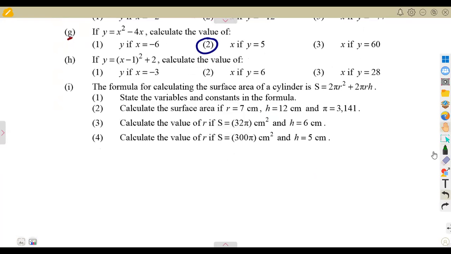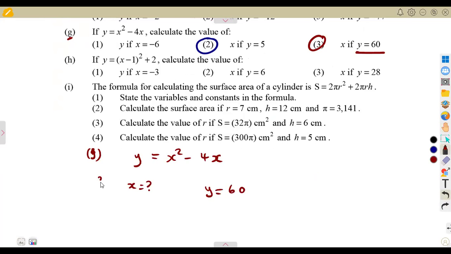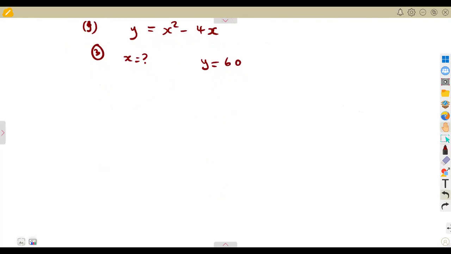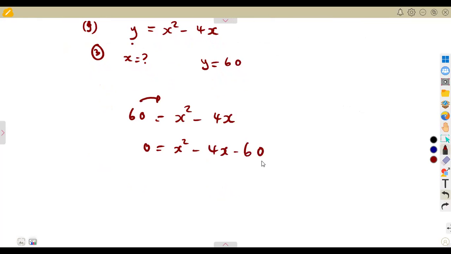So it was the same thing even on number 3 part when y is equal to 60 again. Remember, y was equal to x squared minus 4x. This time, we need to find x given that y is equal to 60. So it's still one and the same thing, just like the previous case. In place of y, we are going to substitute a 60. So 60 is equal to x squared minus 4x. Transpose this, that's 0 is equal to x squared minus 4x minus 60. I hope now you understand the reason.